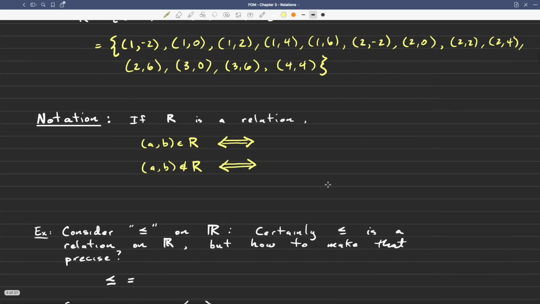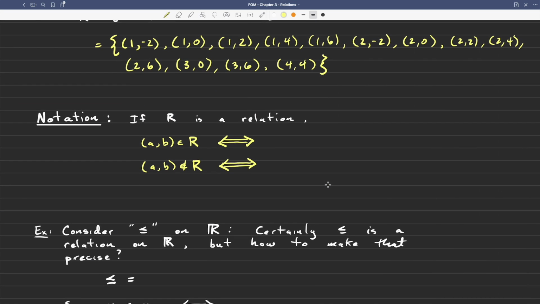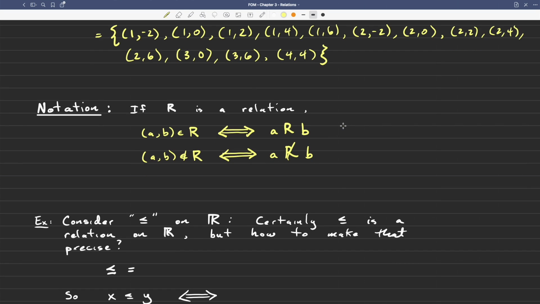So we have some notation. If R is the name of your relation and you have an ordered pair a comma b in your relation, another way that we can write that notationally is to write a R b. And of course, if a comma b is not in the relation, we're going to use a slash through the R to indicate that a and b are not related. We'd write this as a R, with a slash through that R, b. So we'd read this as a is related to b in the first instance, and in the second instance we'd say a is not related to b.